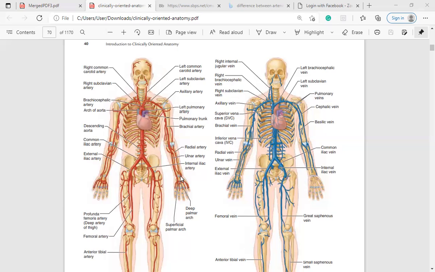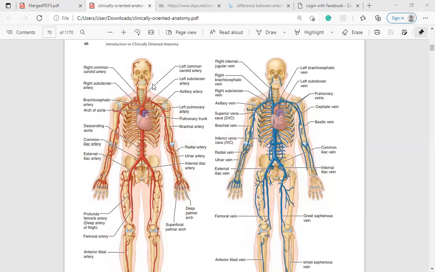The superficial palmar arch supplies the muscles of the superior compartment of the hand, while the deep palmar arch supplies the deep muscles of the hand, which you did in anatomy first year already. So the same thing you find on the right side, you find also on the left side, okay?